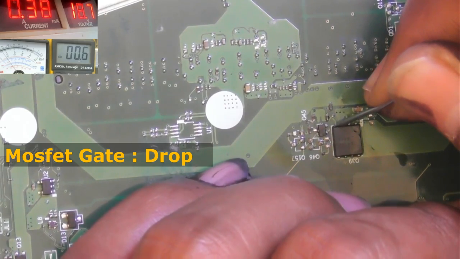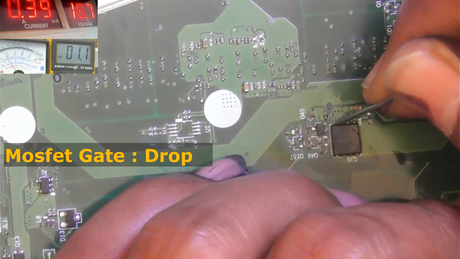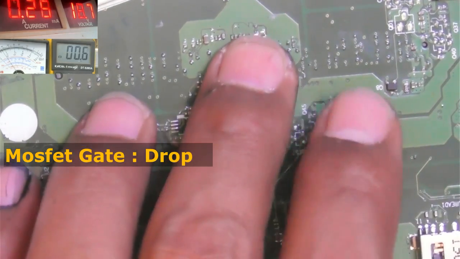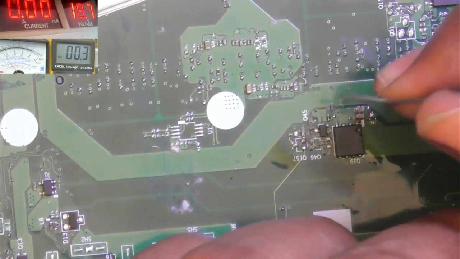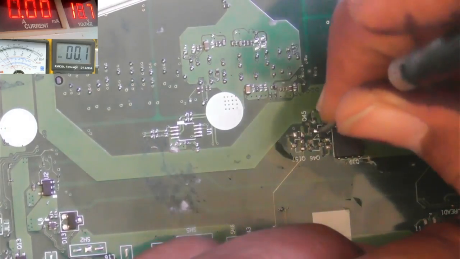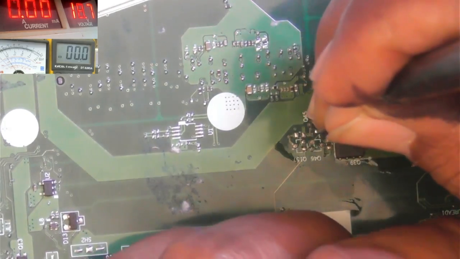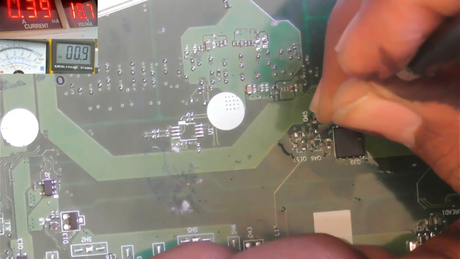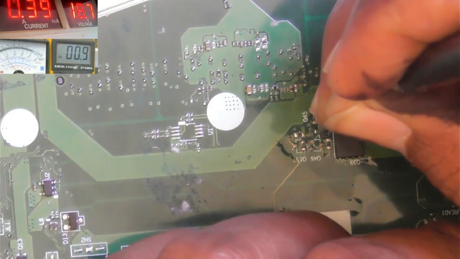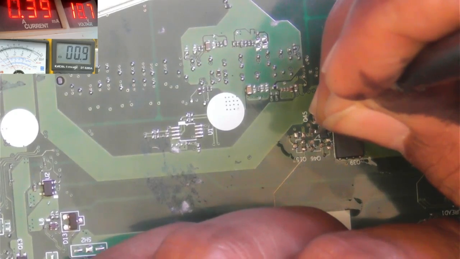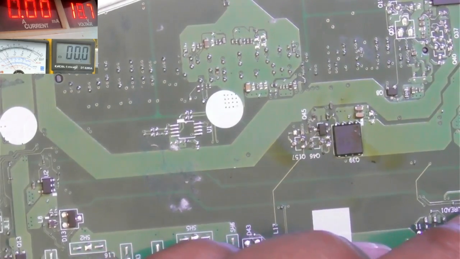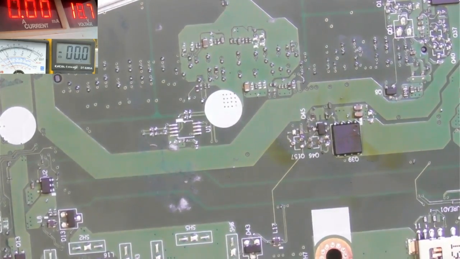Dropout, right? This is dropout. 1.1. Not working. Cannot activate this MOSFET. This must be 4. The resistor is dropped. Okay, let's replace the resistor.